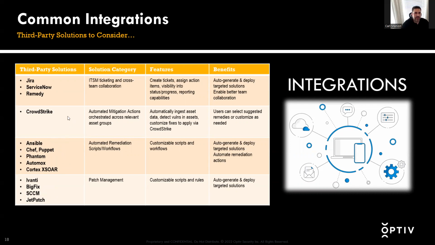I also listed CrowdStrike here as one example of a platform that can be called upon for automated mitigation actions. You can orchestrate certain actions across relevant groups of assets that have the same vulnerability, for example, and kick off workflows to have them fixed. So there's a lot of other platforms that can do that as well. I just listed that one as one example, but these are some integrations that are common that we see that can be also part of the overall solution.